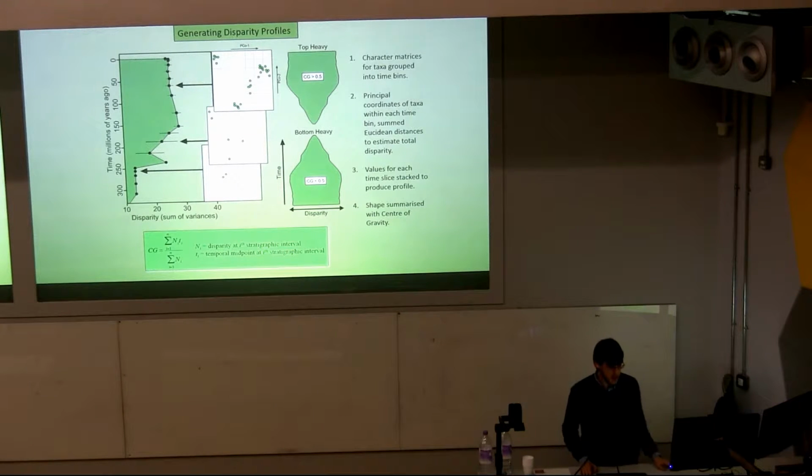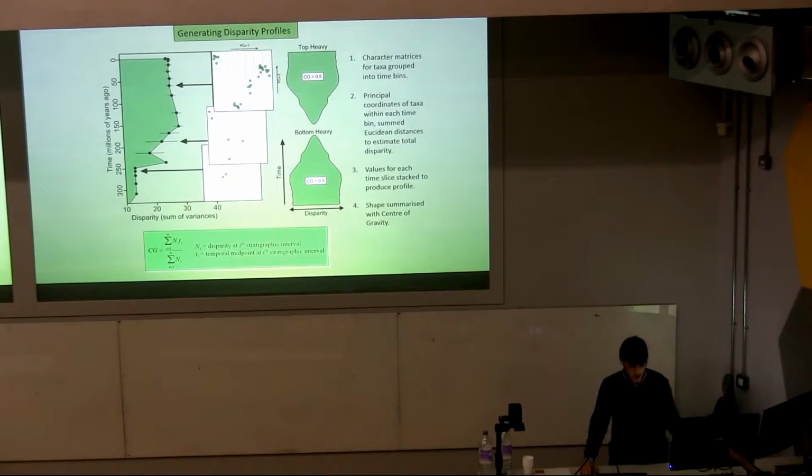The aim here is that you group the taxa that you have in your clade, for a given cladistic dataset, into time bins. You use some way of estimating the morphological disparity in those time bins, so carrying out a principal coordinates analysis of the character data using some metric. I've used Euclidean distances to estimate total disparity in those time bins, and then you can stack them to generate a profile.